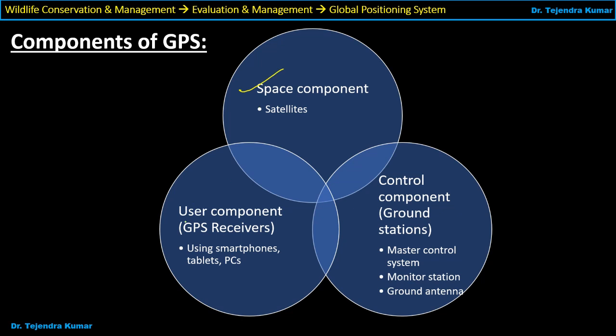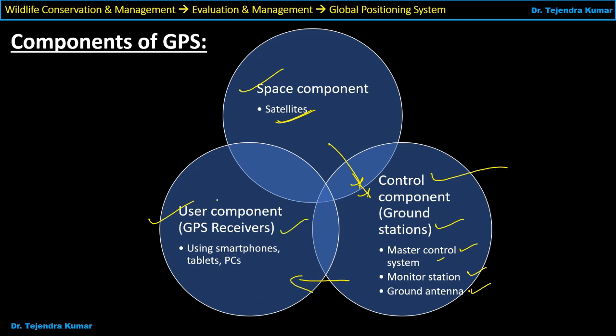One is the space component. Second, the control component, or ground stations. Third, the user component, or GPS receiver. All these three are interconnected to each other, and interdependent also. The space component is a satellite. Satellites give signals to the control component. These are actually ground stations. Ground stations have the master control system, monitor stations, and ground antennas. Then they give the signal to GPS receivers.